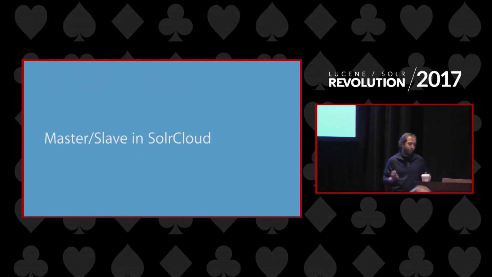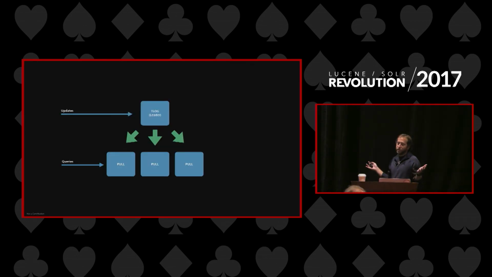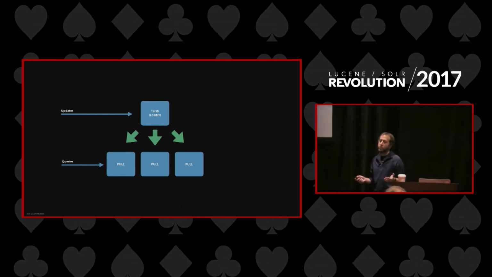Okay, so back to the title of my talk, I guess. As I was saying, it's easy to understand how you can now use an architecture like master-slave with the new replica types. You just need a tlog node that's the leader, send the updates to it, have a set of pull replicas, and send the queries to the pull replicas, right?